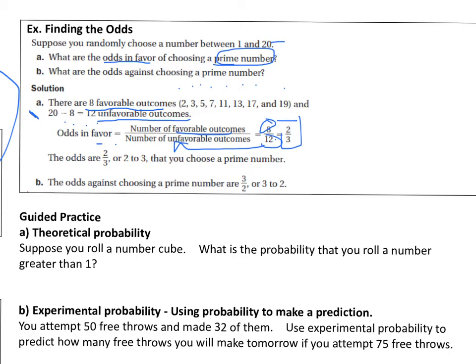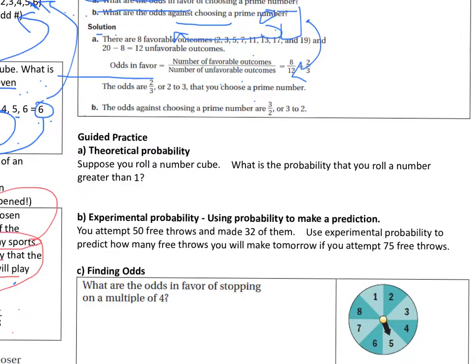So let's look at part B. What are the odds against choosing a prime number? Part B, the odds against choosing a prime number are 3/2. I just simply take the reciprocal of part A, 3/2. Okay, let's do some guided practice problems.